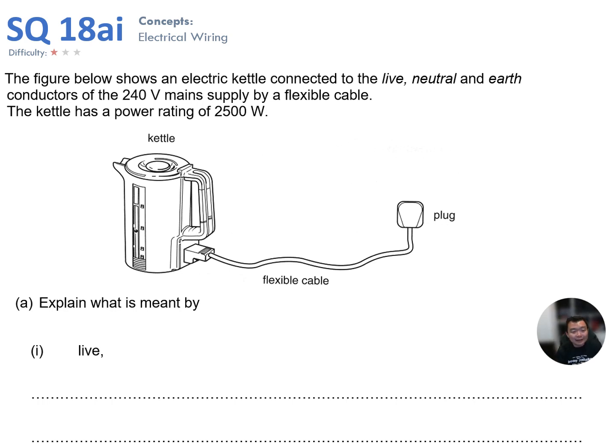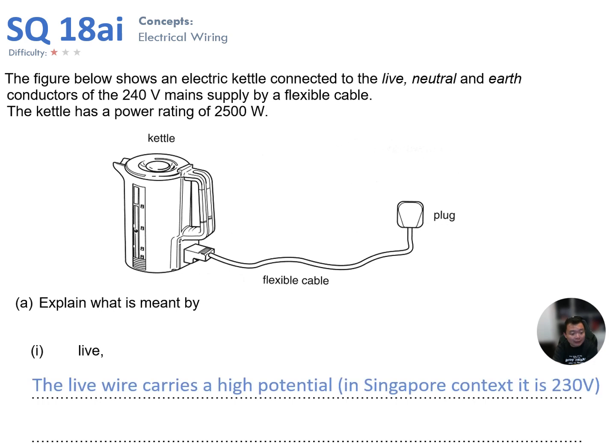Now this question is on electrical wiring, and the power supply that is given is 240 volts. So we are supposed to explain what is meant by live. The word live actually means that the live wire carries a high potential. The voltage in the question is 240 volts. In the Singapore context, it's 230 volts. In the US context, it's 110 volts.